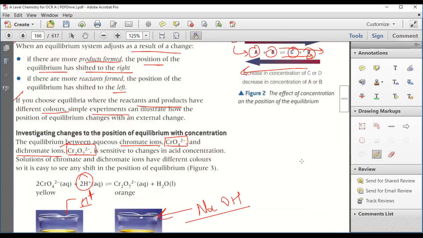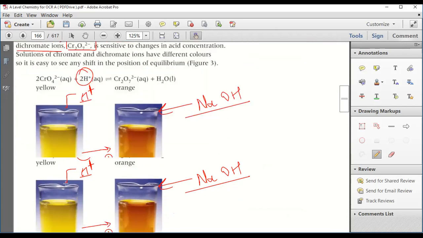It means if the concentration of reactant is increasing, it goes to the forward reaction. If the concentration of product is increasing, it goes towards the backward direction. That is what we have discussed earlier.